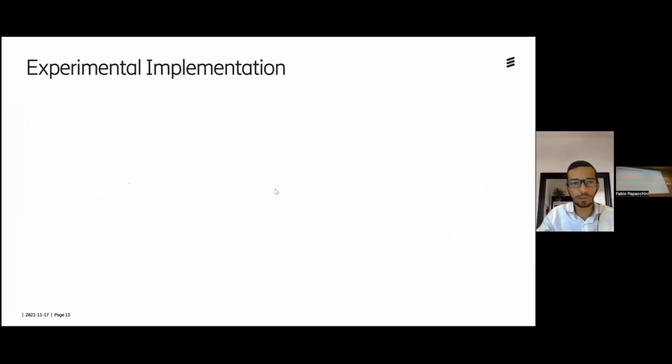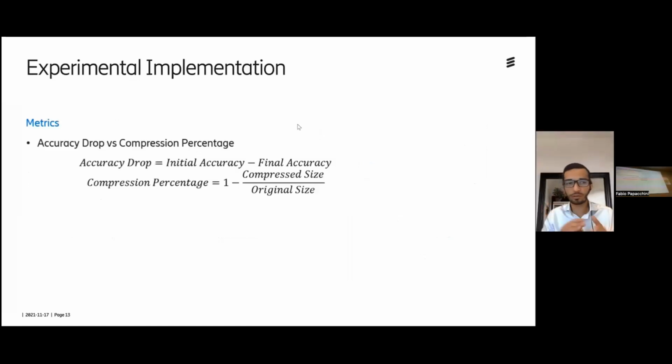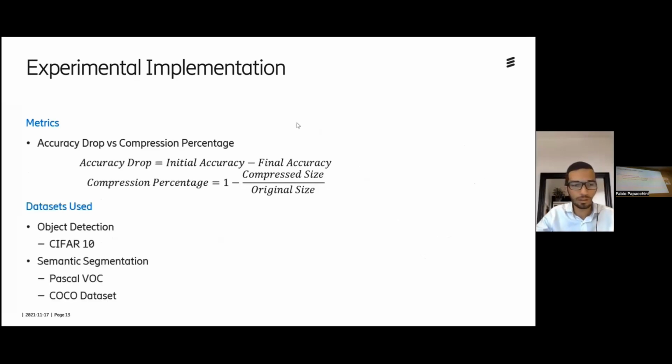And moving on to the experimental implementation. In our experiments, we used this metric. We had a trade-off between the accuracy drop and the compression percentage. As in the research question, we wanted to compress the model as much as possible, but we aim to keep the accuracy at high levels.